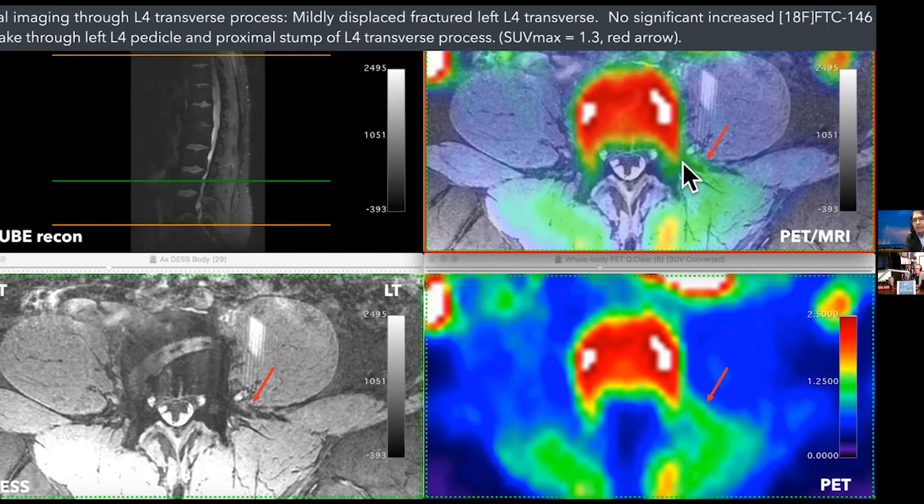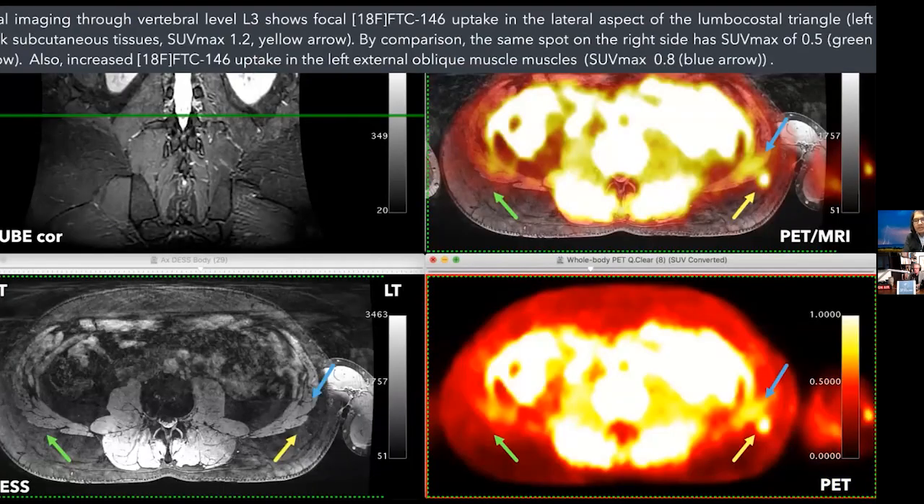So again, here's the fused image showing you the red arrow that the tracer doesn't quite get up to that fracture. So that's perhaps not a pain generator, even though we're seeing morphologically there is a fracture there. And then that would be kind of his left paraspinal pain. So we had an explanation for that.